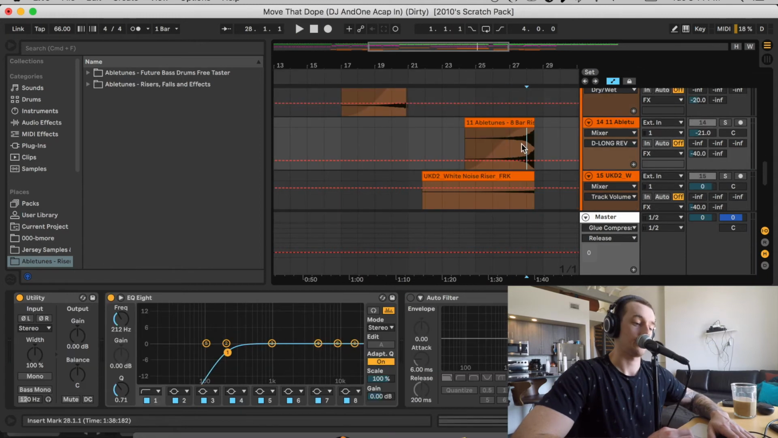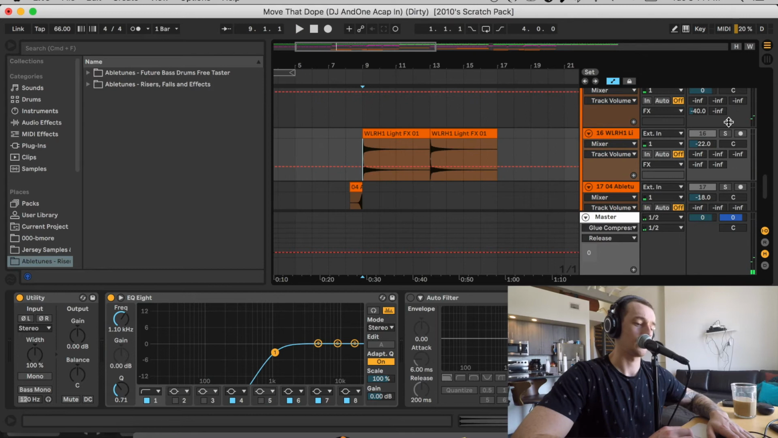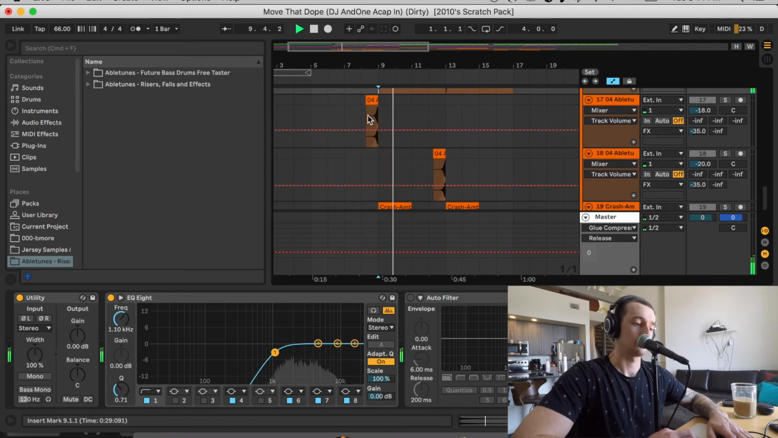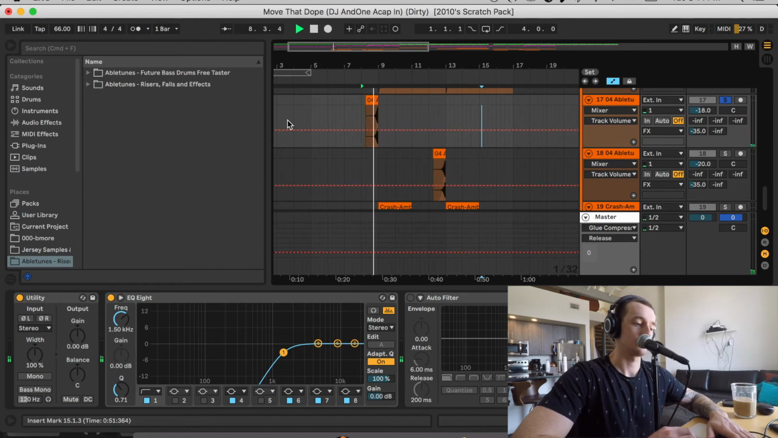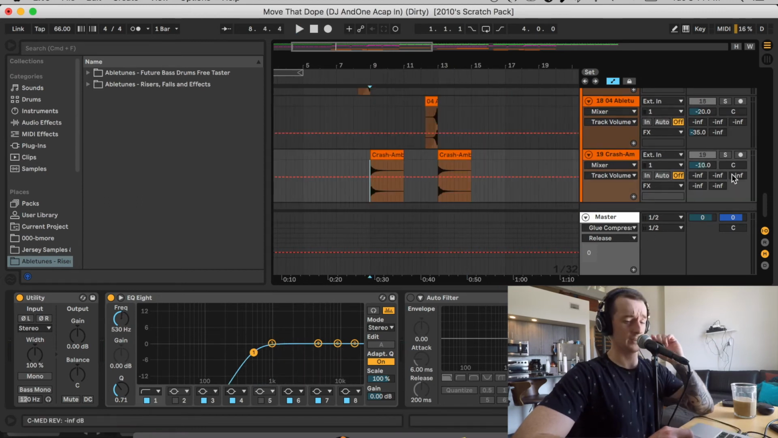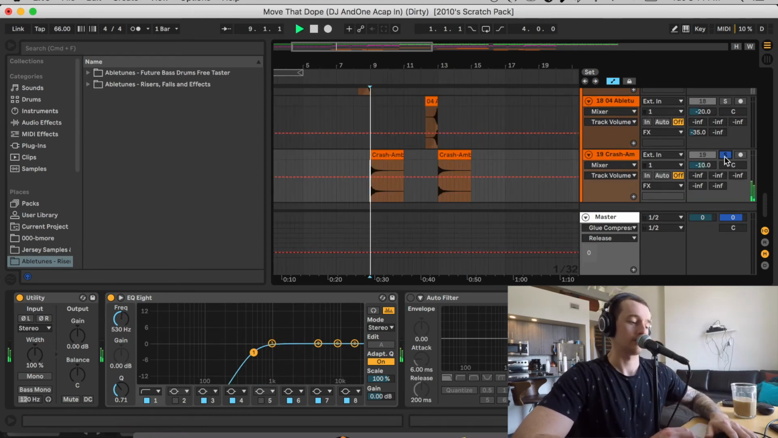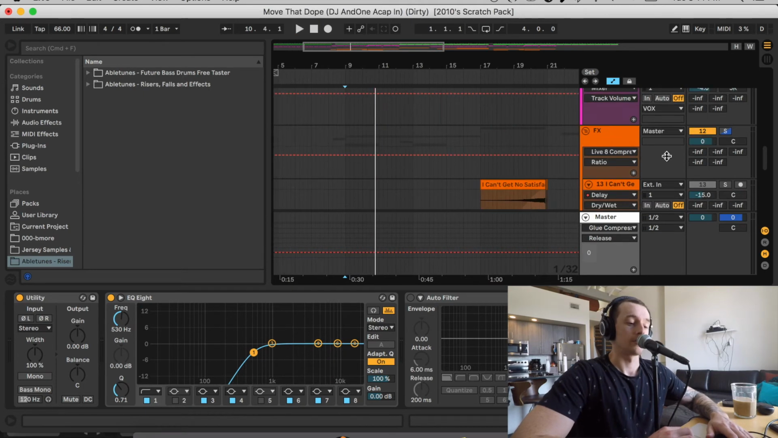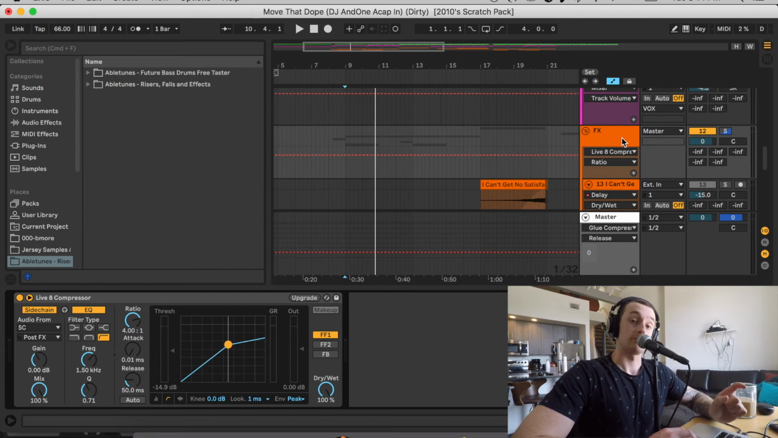And then I have a couple risers, a light crash, a couple short sweeps, and then I have an ambient crash that's in the back. And then going back here, I just made a group, like an FX group.